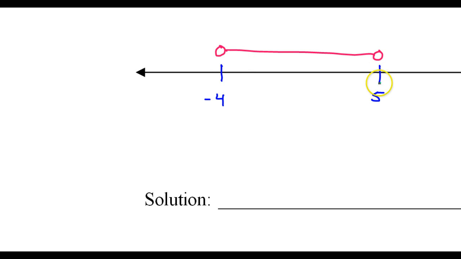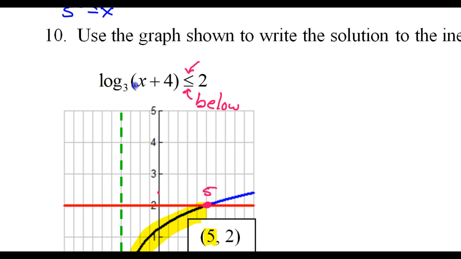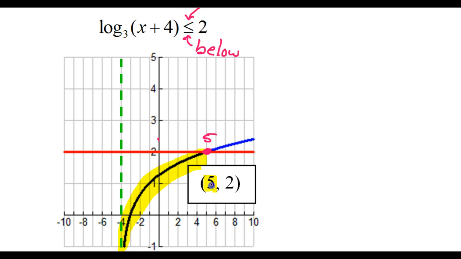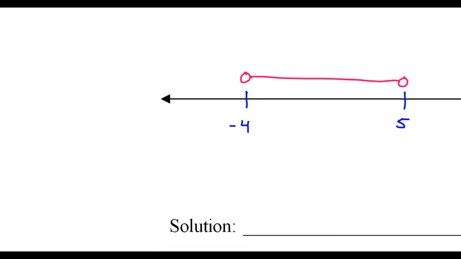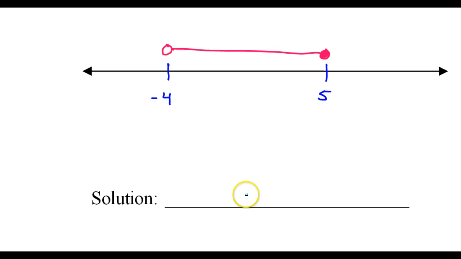What about this? Will this be an open circle or a closed circle? Well, let's see. We want the values that will make the function less than or equal to 2. Okay, right at 5 we are equal to 2, and we want to include that because it says or equal to 2. So we will make that a closed circle. So on a number line, that's how you would graph that solution set.